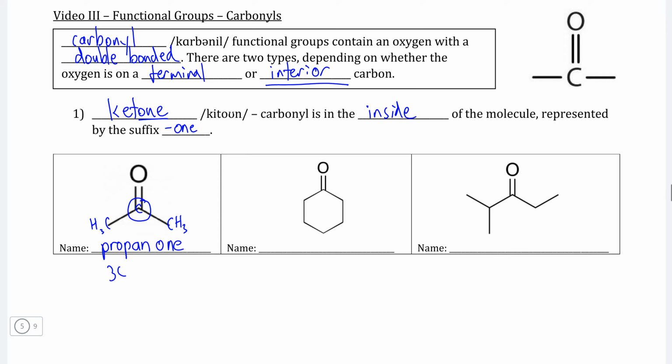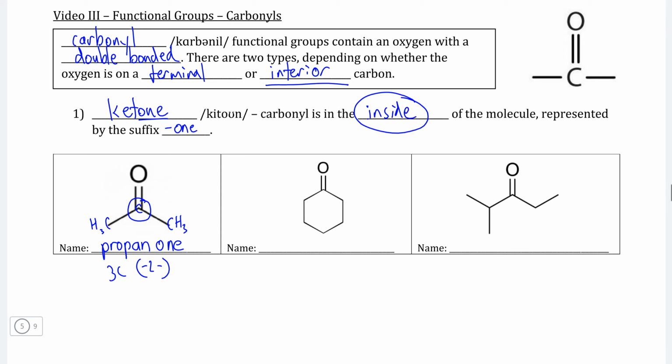Now, why am I writing propanone and why am I not calling this propan-2-one? Well, given the definition that the carbonyl can only be on an inside carbon and not on a terminal carbon, the fact that this is propan-2-one is actually understood because there is only one interior carbon because the other two are terminal. So technically calling this propan-2-one is not wrong, just redundant because we don't need to specify which carbon the ketone is on because there's only one interior carbon to have.